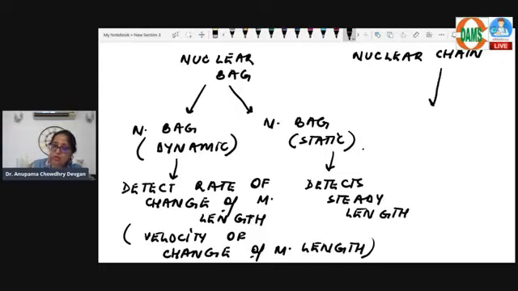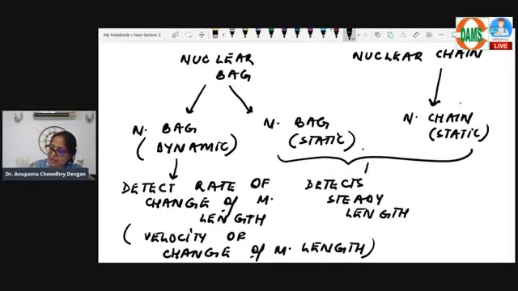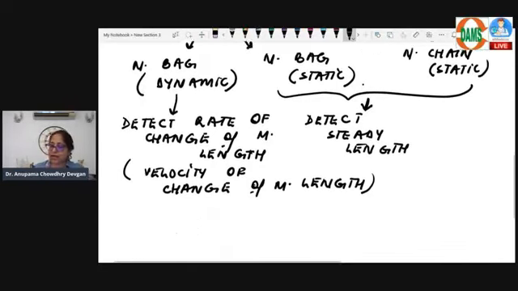Now, nuclear chain is only of one type, and it is meant only for the static response. So both nuclear bag static and nuclear chain detect steady length. Steady length means static. For example, after I've finished doing my flexion extension, whatever is the length of the muscle when it is steady, static, that is detected by my nuclear bag static and nuclear chain.